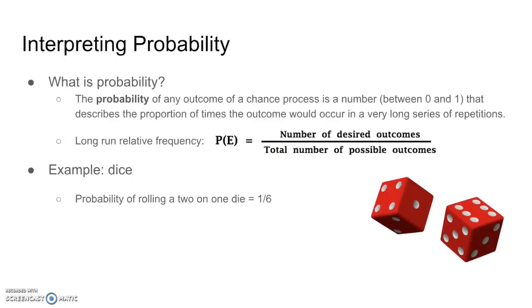So the book definition of probability is a proportion of times an outcome would occur in a very long series of repetitions, and this value is between 0 and 1. Eventually, when we look to a long-run relative frequency, which is doing the same event over again, we can see that the probability of an event is the number of desired outcomes over the number of possible outcomes. So let's look at this example with dice. The probability of rolling a 2 on one die is 1 over 6, since there is one desirable outcome, a 2, over 6 possible outcomes. After many rolls, we'd expect a 2 to show up 1/6 of the time.